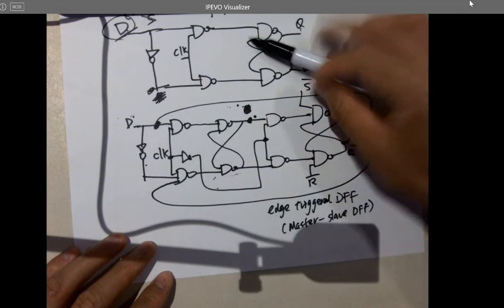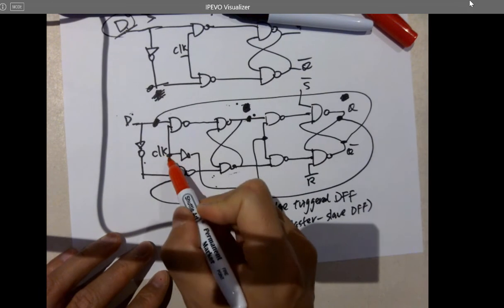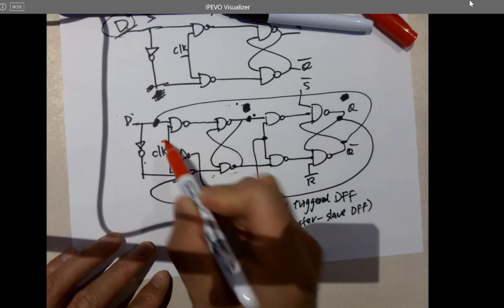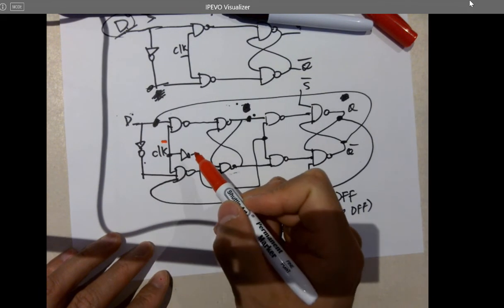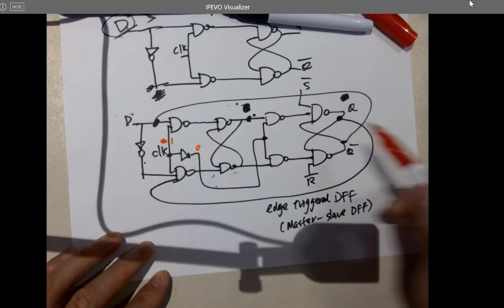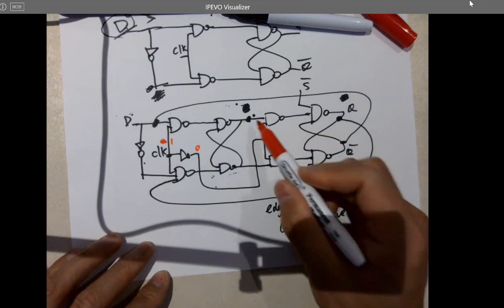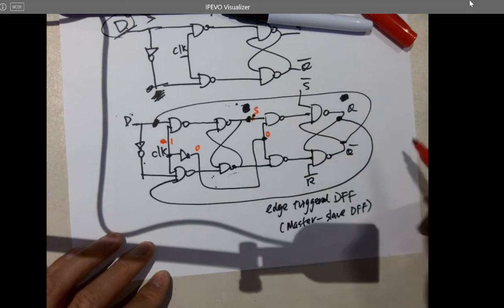So the way to find out that answer is, if the clock is high, so if this is 1, this is 0, right? If this is 0, can you send S to Q? No. So is this falling edge triggered or rising edge triggered?